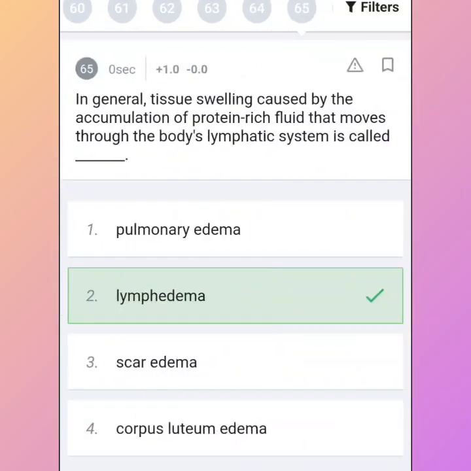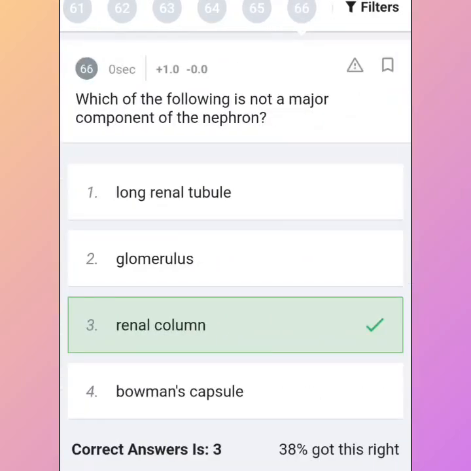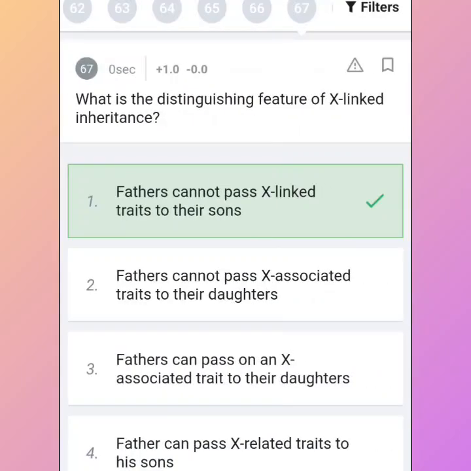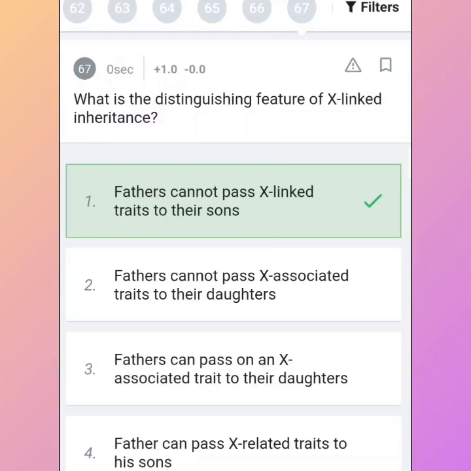Option third, emotional. In general, tissue swelling caused by the accumulation of protein-rich fluid that moves through the body's lymphatic system is called. Option second, lymphedema. Which of the following is not a major component of the nephron? Option third, renal column. What is the distinguishing feature of X-linked inheritance? Option first, father cannot pass X-linked trait to their sons.